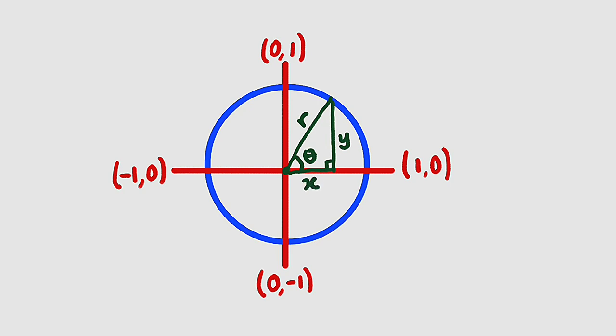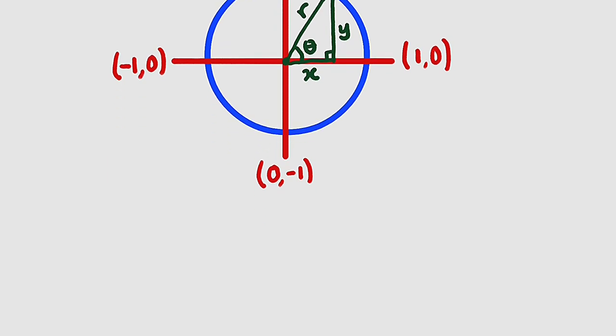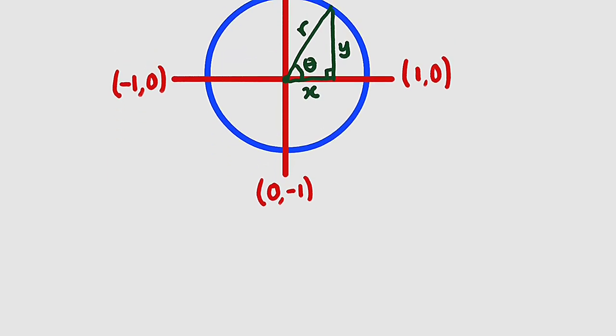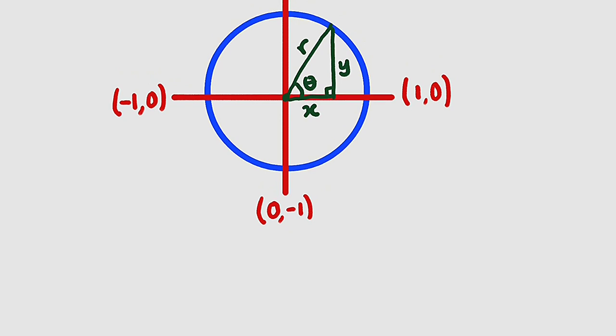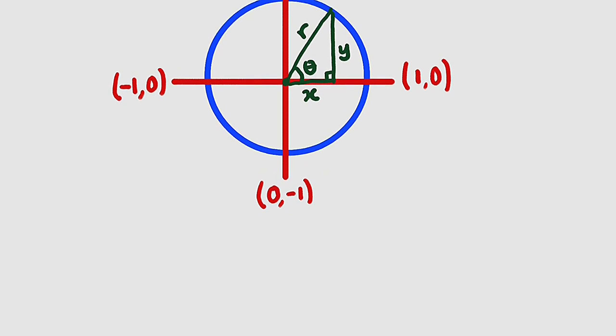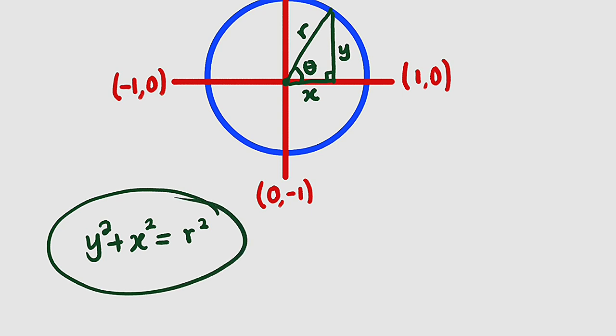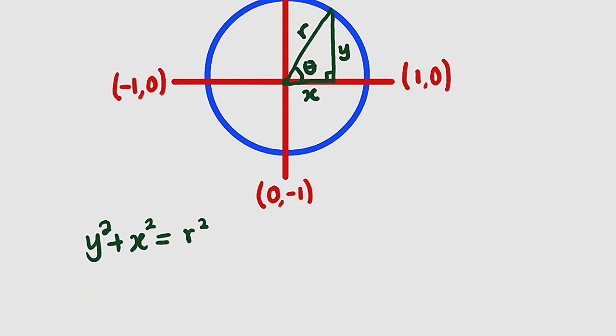So what is the relationship between x, y, and r? Remember Pythagoras' rule stated that opposite squared plus adjacent squared is equal to the hypotenuse squared. So what is opposite here is y. Therefore, y squared plus the adjacent, which is x, also squared, is equal to the hypotenuse, which is r, also squared. And this is nothing but the equation of a circle in geometry in standard form from the origin.